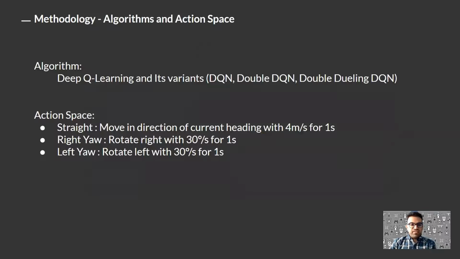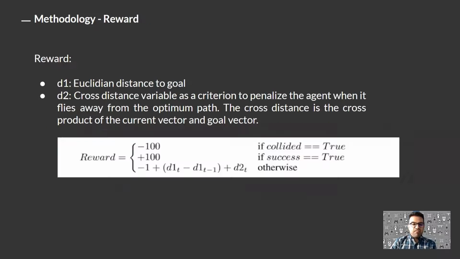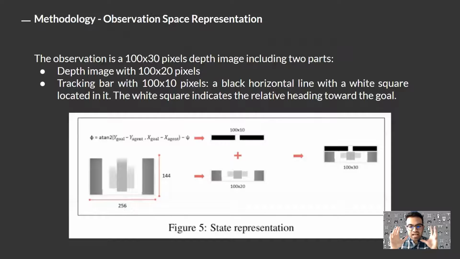In our project, we evaluated the DQN and two of its variants. Our action space is designed so that the robot can choose between going either straight or rotating toward right or rotating toward left. We designed a dense reward function that encourages the robot to go to the goal as fast as possible while taking as few actions as possible. But the exciting part happens in our observation space representation.